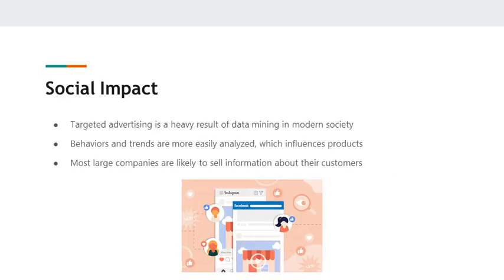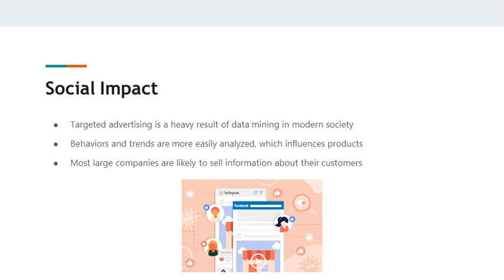All these issues about privacy loosely tie into the social impact of data mining as well. One of the biggest impacts of data mining in today's society is the emergence of targeted advertising. Most people may have noticed that the advertisements they see on the internet tend to adjust themselves to each user's habits.